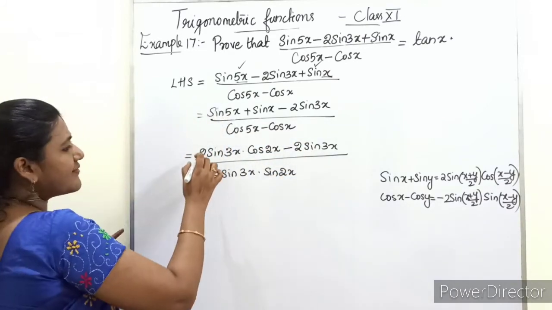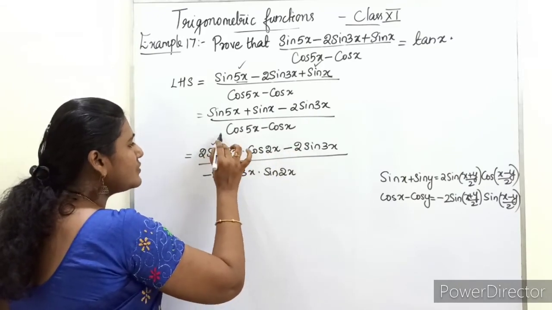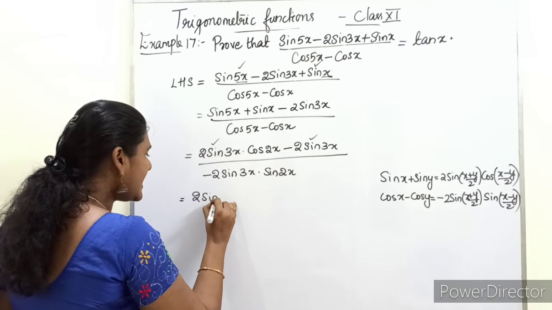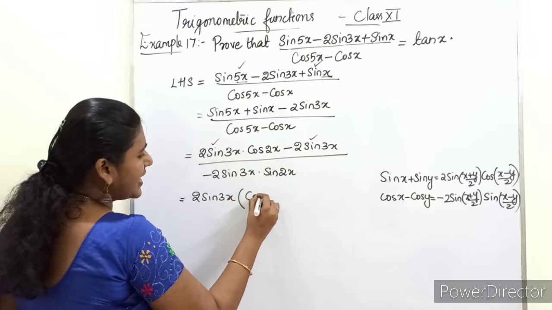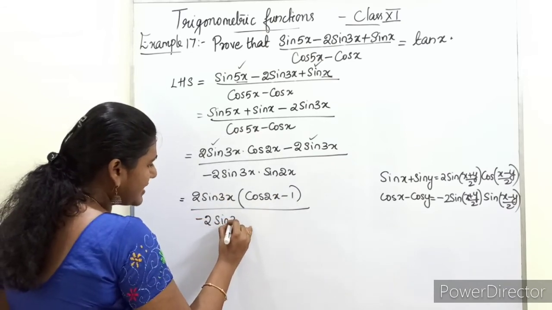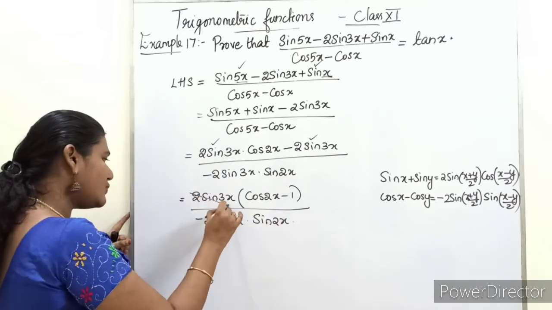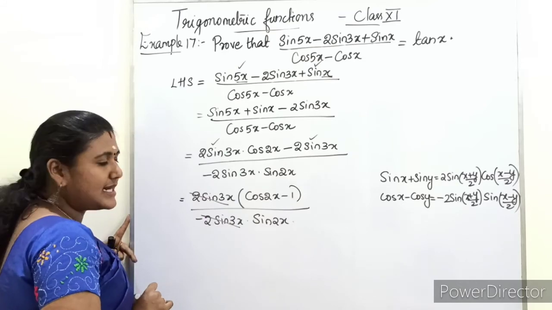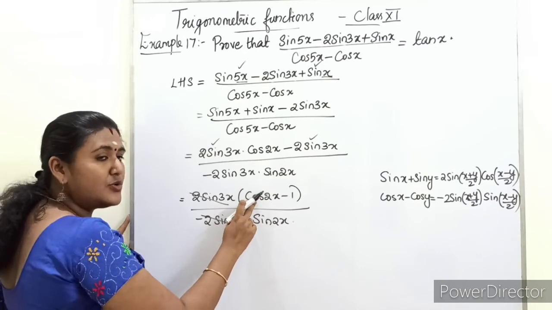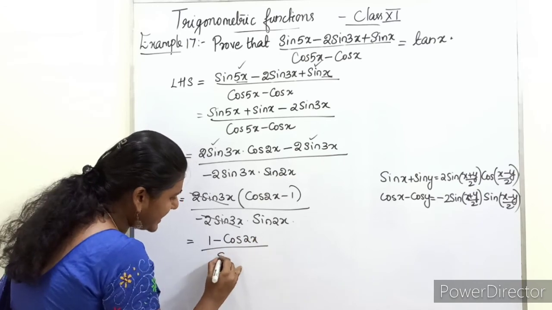Now you see here, from the first two terms in the numerator, this 2 sin 3x we can take common outside. So 2 sin 3x into, here we can write, cos 2x minus 1, divided by minus 2 sin 3x into sin 2x. Now you will see how to simplify this. These two terms, that is 2 sin 3x, will get cancelled, and this minus sign we will take with the numerator. So what you will get is (1 minus cos 2x) divided by sin 2x.